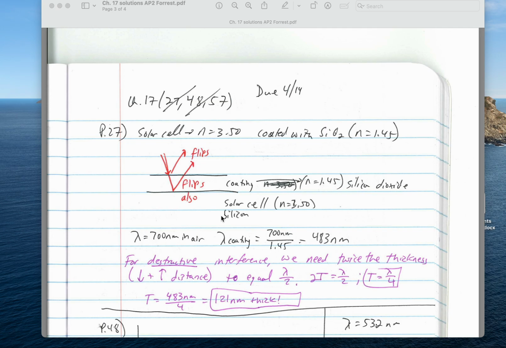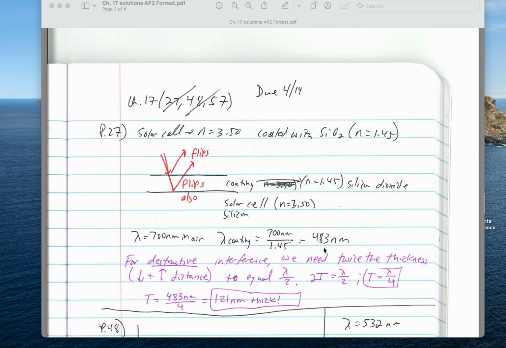So that's destructive interference. Essentially, twice the thickness, because remember, this light going down and coming back up has to travel an extra distance of twice the thickness, should equal half of a wavelength. So in that case, twice the thickness is equal to half a wavelength, so our thickness should be a quarter of a wavelength. If this was 700 nanometers in air, in the coating that would be 483 nanometers, so a quarter of that is 121 nanometers thick.